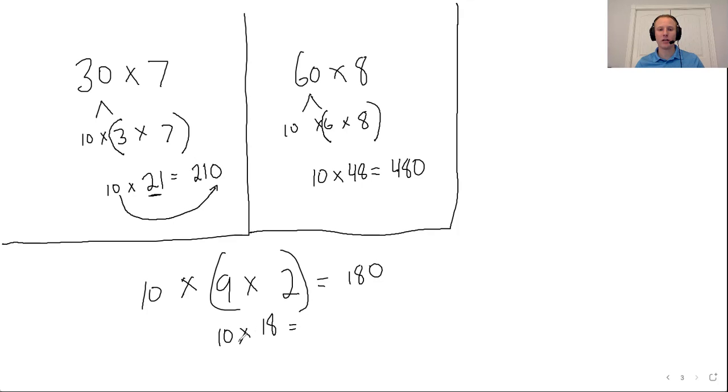Because we know that we take the 18, that factor, and then take the 0 from the 10 and put it on back of the 18 to get 180. Right? As long as you're multiplying by 10, you're just adding a 0 to whatever the other factor is. So you could do that sort of problem as well, or use that sort of strategy as well.